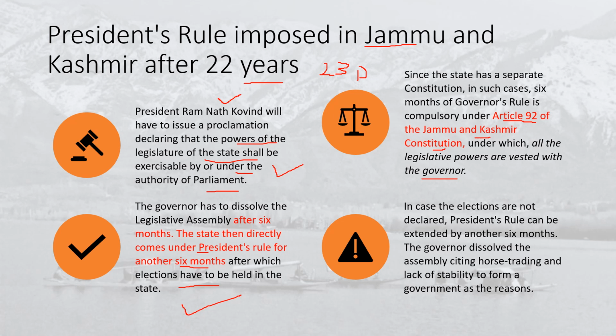So now what is going to happen is that the president's rule will extend for another 6 months, and then the elections have to be held in the state.